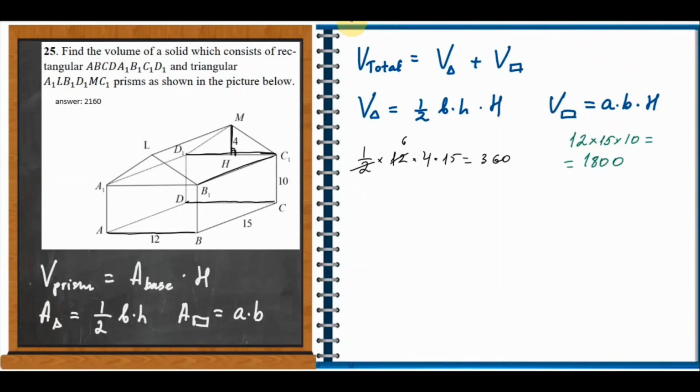Now when we want to find the total, it's going to be 1800 plus 360, which is 2160. The correct answer is 2160.